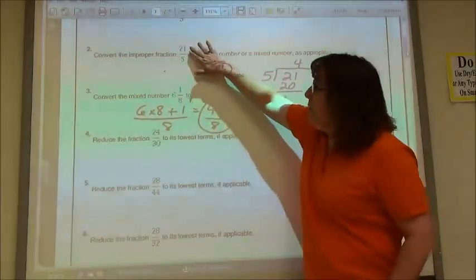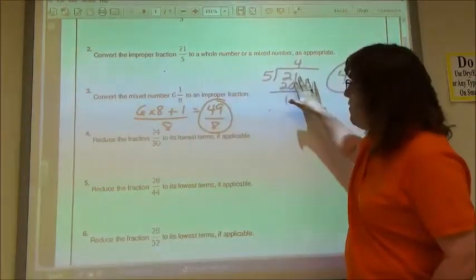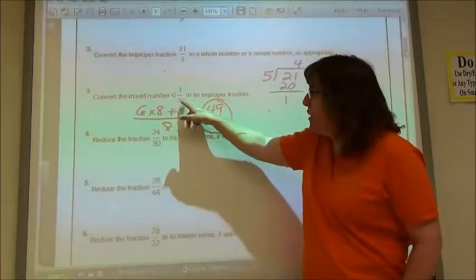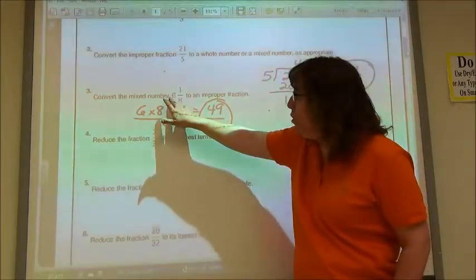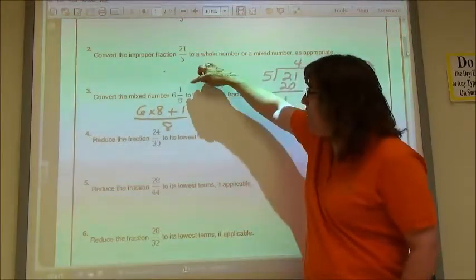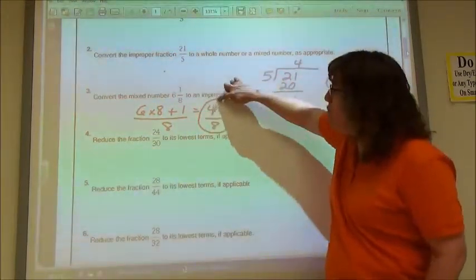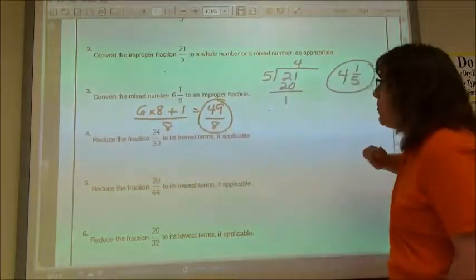So if I have an improper fraction and I want a mixed number, I divide. If I have a mixed number and want to change it to an improper fraction, I take the denominator times the whole number and add the numerator, which gives me the new numerator, put it over the denominator, which is 8.